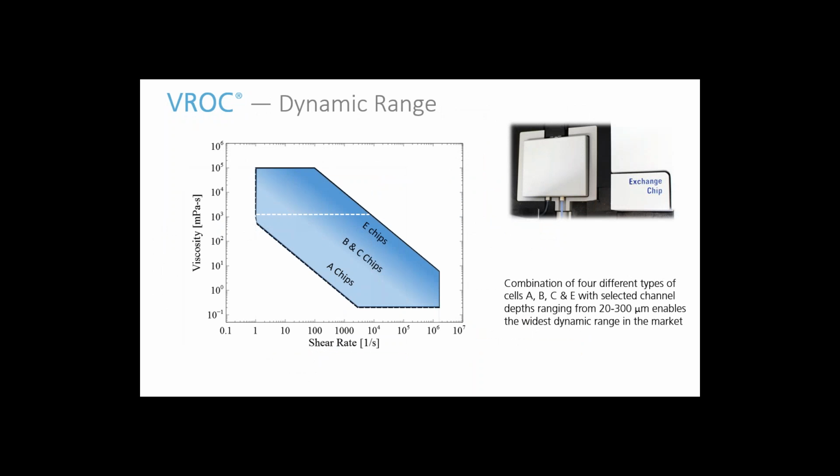Going back to the range of operation, VROC technology offers a really wide dynamic range of measurement, and that's achieved by a combination of 4 different types of flow cells that vary the membrane stiffness. With that, we have chips that are classified as A, B, C, and E, and we combine those with different channel depths ranging from 20 to 300 microns.